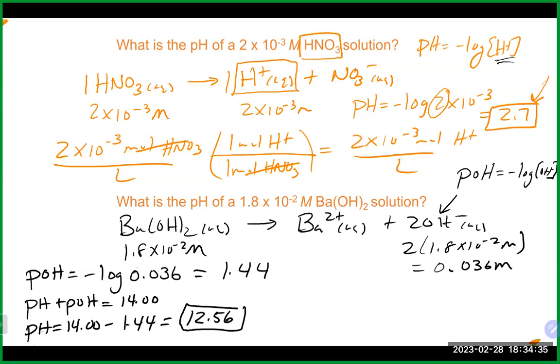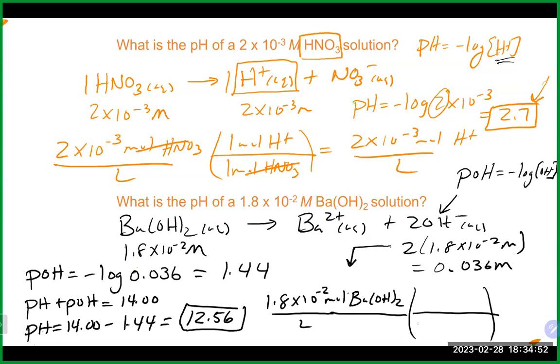And again, to show you the long version here, this would be 1.8 times 10 to the minus 2 moles per liter of barium hydroxide. Using the stoichiometry, there is 1 mole of barium hydroxide to 2 moles of OH minus. Those cancel, and that is essentially why we are multiplying by 2. That's basically, again, where the 2 comes from. That gets you obviously there. Any questions on either of these?